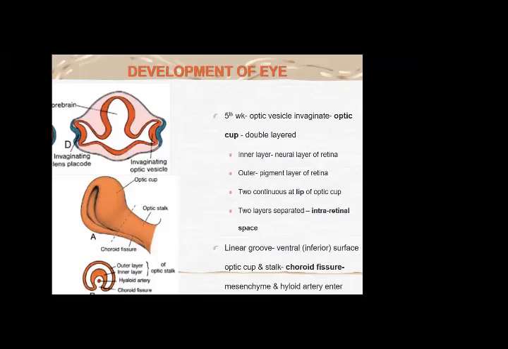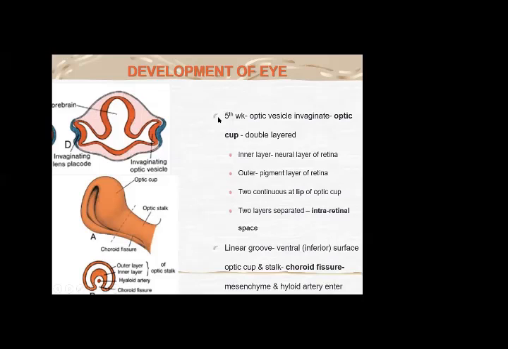What happens in the fifth week? In the fifth week, this optic vesicle invaginates, deepens. When it invaginates, this part becomes cup-shaped. This is called the optic cup. Now it has become double layered. This is the outer layer and this is the inner layer, and together we have the formation of the optic cup.